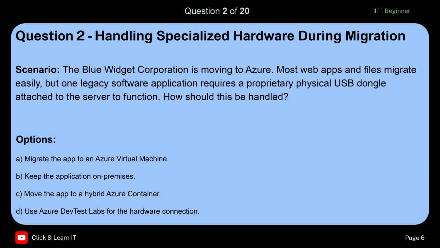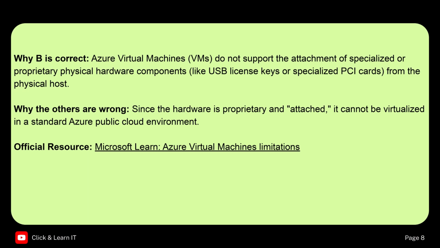Question 2. The Blue Widget Corporation is moving to Azure, but one legacy app requires a proprietary physical USB dongle. How should this application be handled? The correct answer is B. Keep the application on premises. Azure virtual machines do not support the attachment of proprietary physical hardware components like USB license keys from the host.